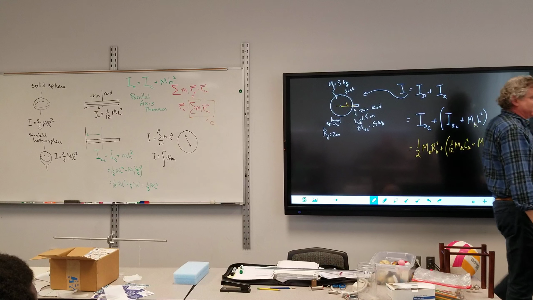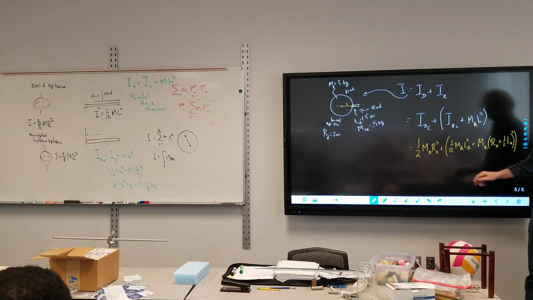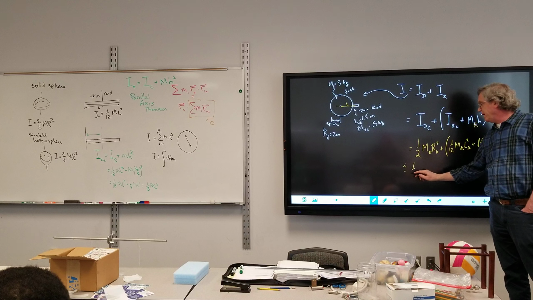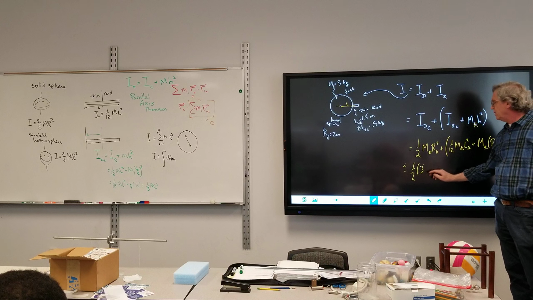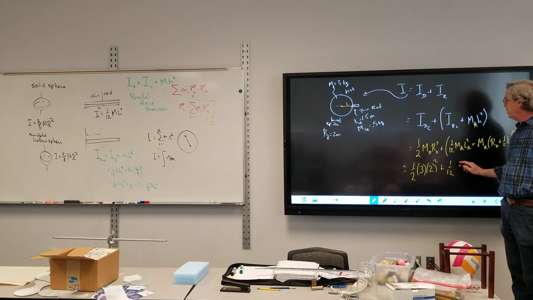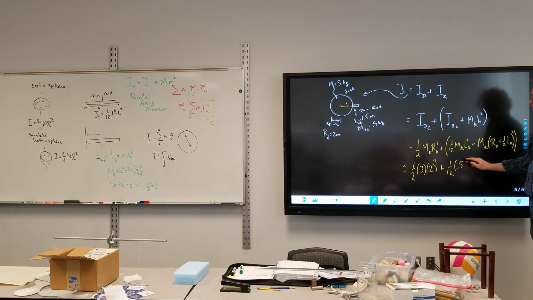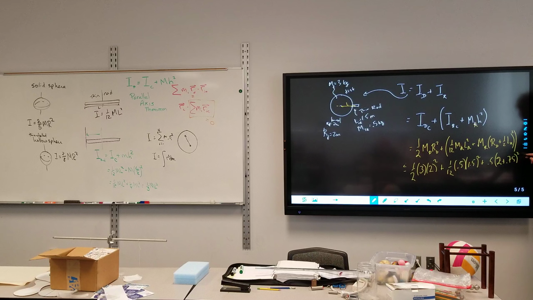And now it's a plug and chug exercise. Oh, I forgot my square. Now it's a plug and chug exercise. So this becomes 1/2 times mass of disk 3 times 2 squared plus 1/12 times 0.5 times 1.5 squared plus 0.5 times radius of disk, which is 2, plus half the length of the rod, 0.75 squared.